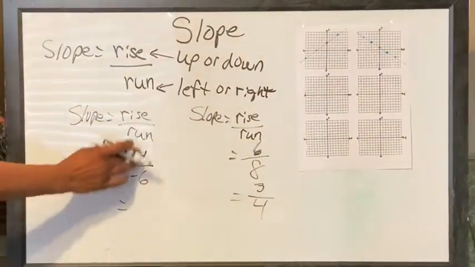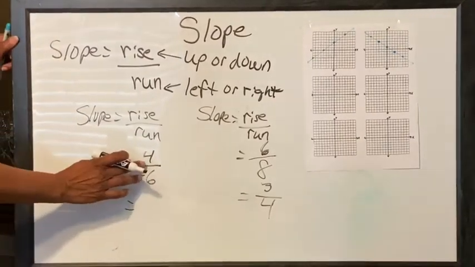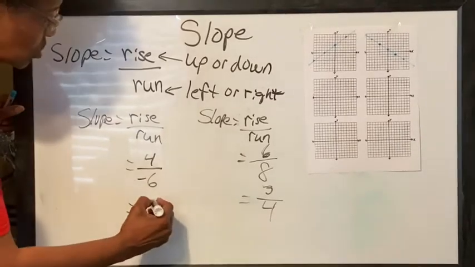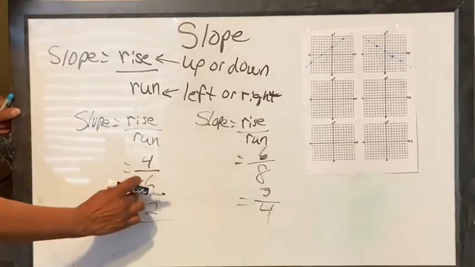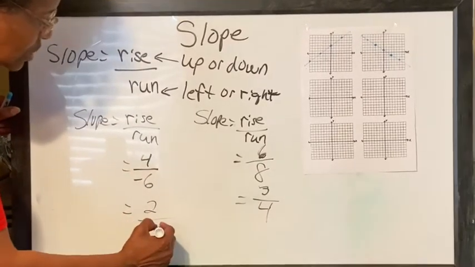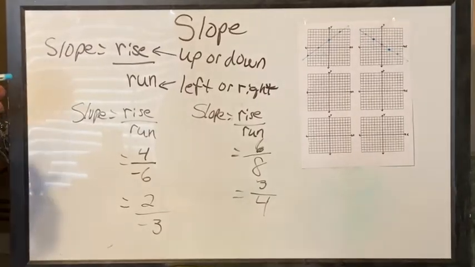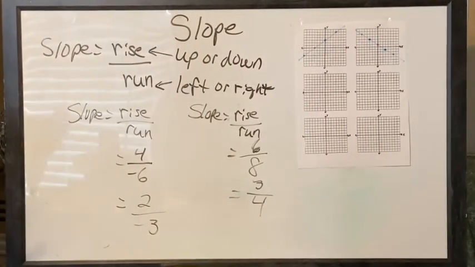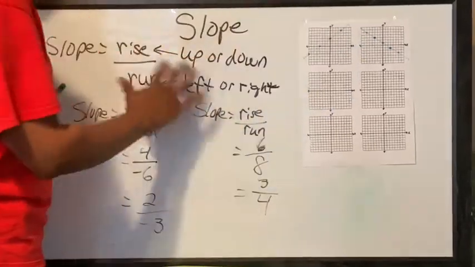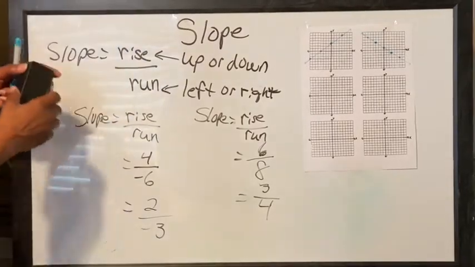And again, the GCF for 4 and 6 is 2, so I'll divide both the numerator and denominator by 2. Take 4, divide it by 2, I get a 2. Take 6, divide it by 2, and because that's negative, I get a negative 3. So the slope for that particular line is a negative 2/3. That is how you find the slope of a line. When you are given the line, you can sketch out the slope using what we call rise over run.